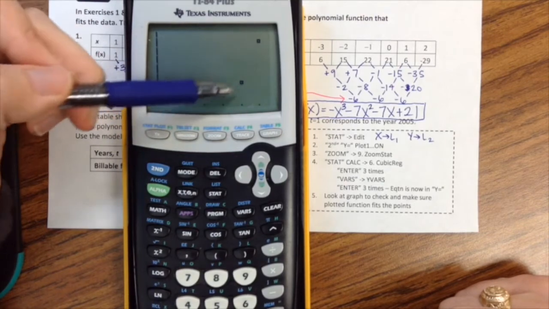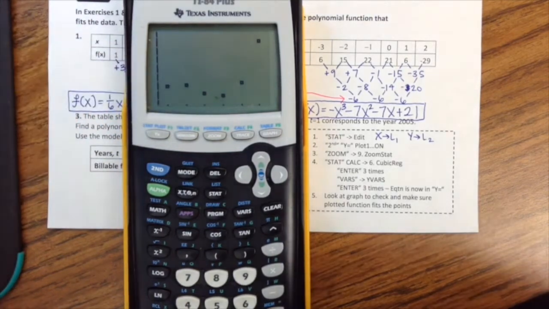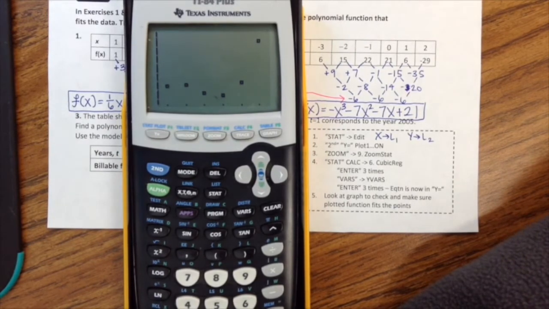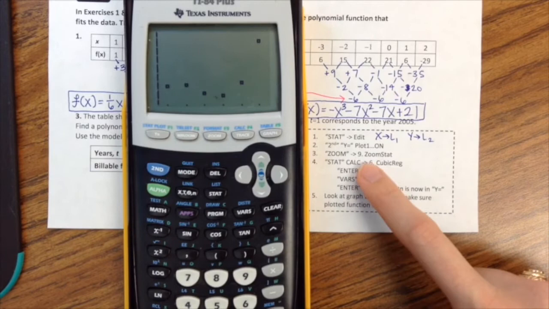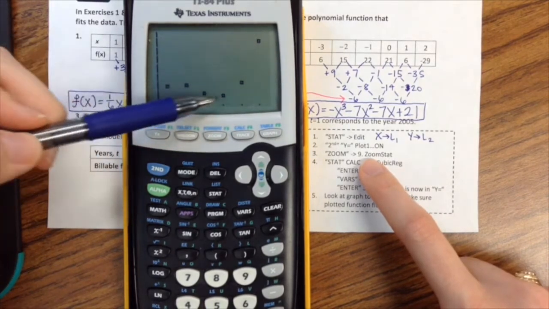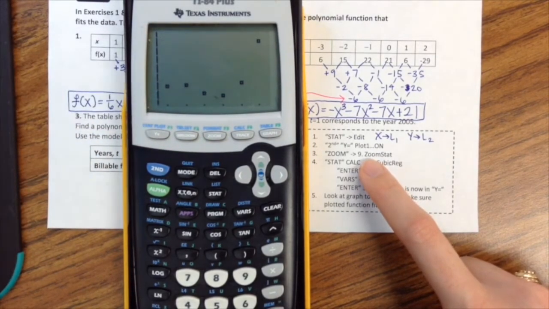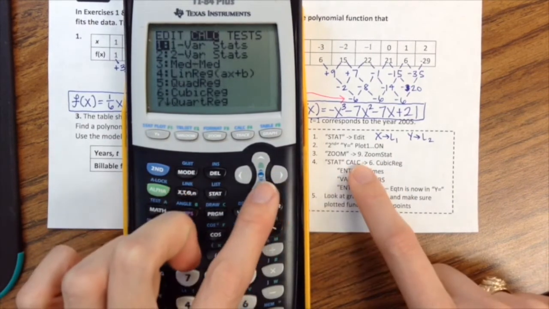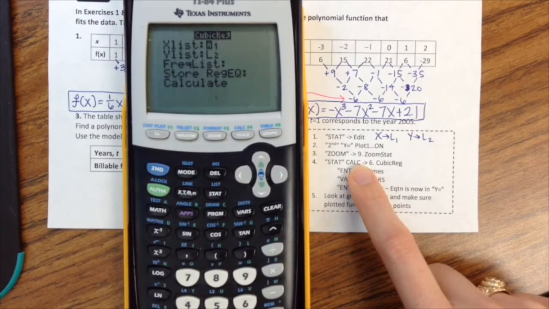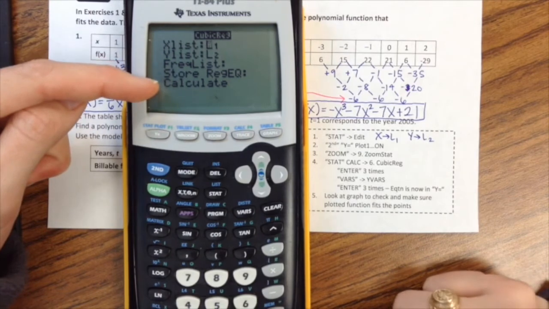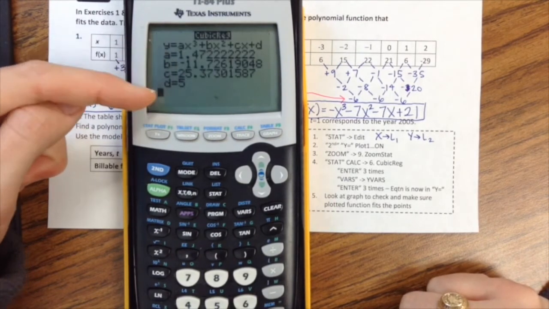Okay? So because we know it's going to be cubic, we're going to go back and do StatCalc, choose number 6, cubic regression. However, these steps over here will help us not only figure out the function that fits these data points, but also graph the function that we think fits these data points on top of the data points that are already there. So, follow the steps. We're at step 4. Stat, go over to Calc, choose cubic regression. And normally I just tell you to enter all the way through these steps until you get to calculate, and it shows up on your home screen.